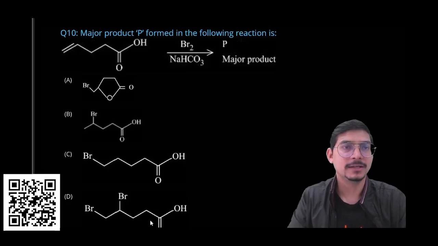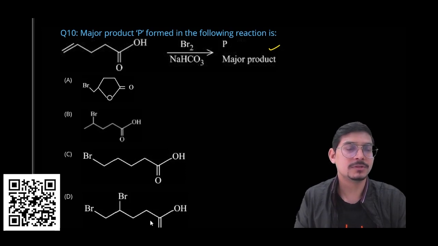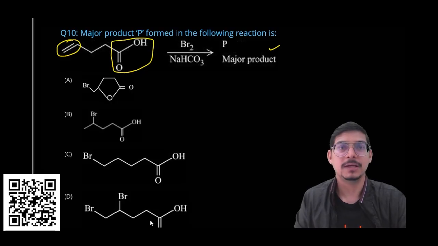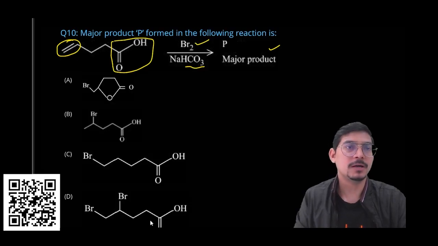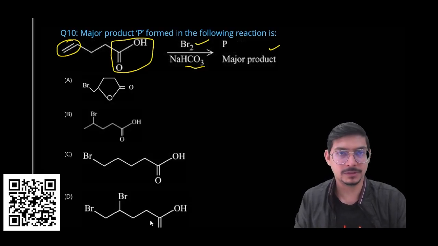Hi everyone. In this question, we have to figure out the structure of the major product P formed in the given reaction. So this compound contains a carbon-carbon double bond and another carboxylic group. And the reagents are, we are basically reacting this molecule with bromine in alkaline medium, sodium bicarbonate. So what happens? Alkenes react with bromine. That is an example of electrophilic addition reaction.